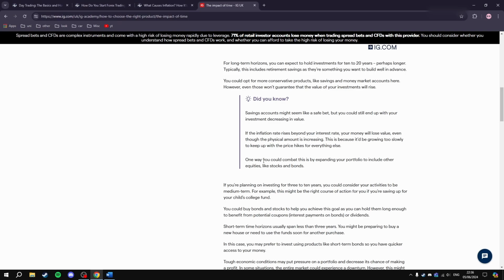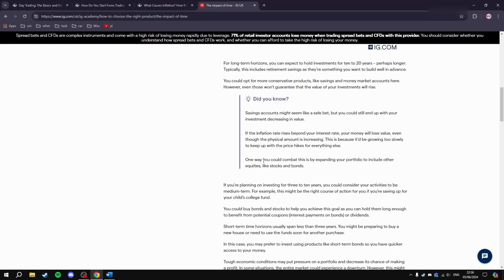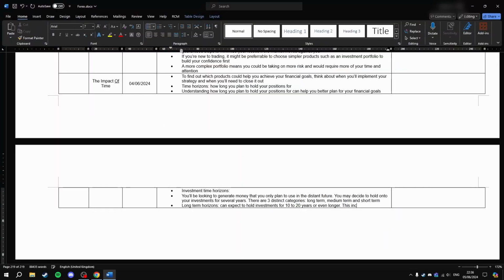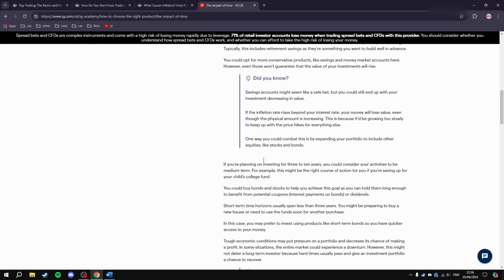Perhaps longer. Or even longer. Typically, this includes retirement savings, as there's something you want to build well in advance. You could opt for more conservative products like savings and money market accounts.